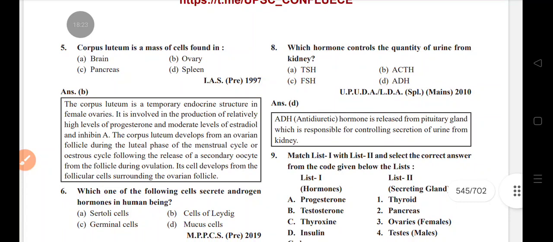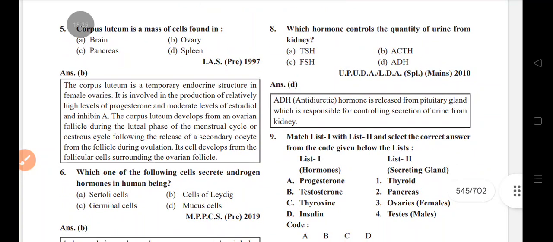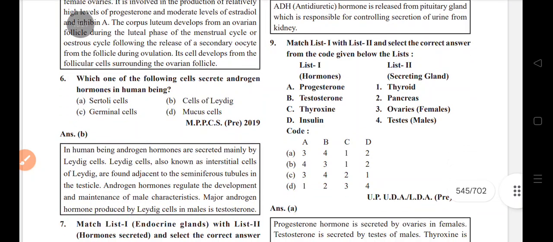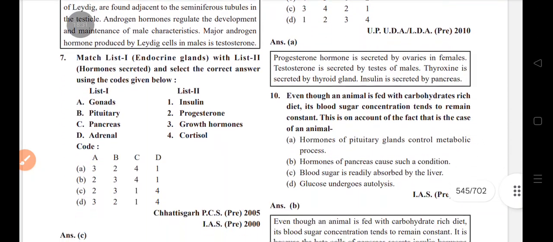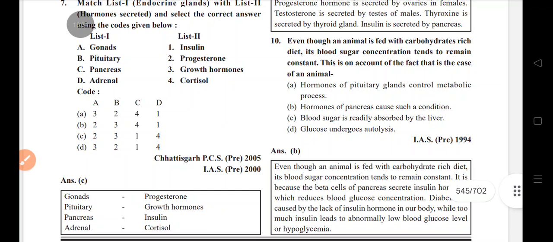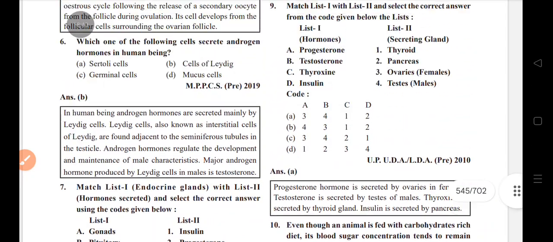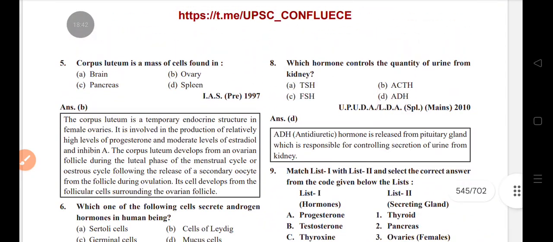Which of the following cells secrete androgen hormones in human beings? Cells of Leydig. Gonads, progesterone; pituitary, growth hormone; pancreas, insulin; adrenal, cortisol. Which hormone controls the quantity of urine from the kidney? ADH, antidiuretic hormone.